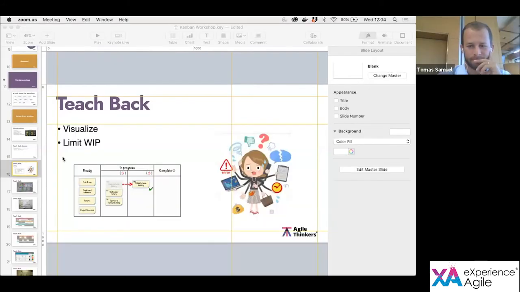Ok, alright guys. I guess everyone is here again. So for the second part, it's going to be easy. I will share my screen. We will go practice by practice. You guys will do the teach back to others. And then I will complement with some more slides and information. Sounds good? Yes. All right.